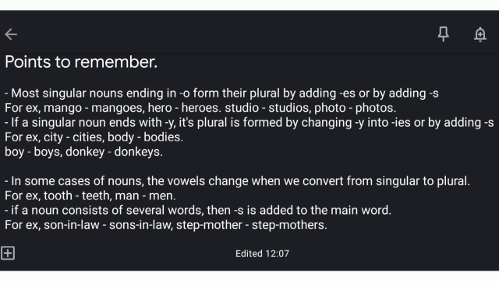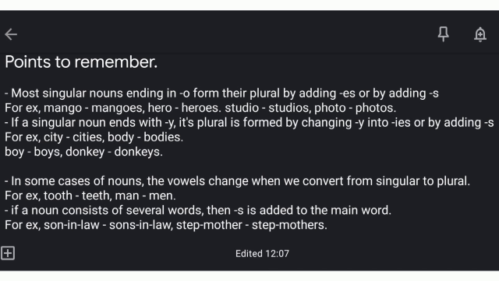Moving on to the next point. Most singular nouns ending in o form their plural by adding es or by adding s. Now, the nouns that end with the letter o, they are converted to plural by adding either es or just s. How?